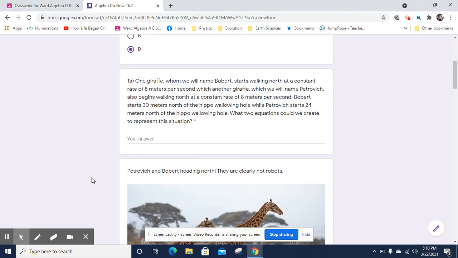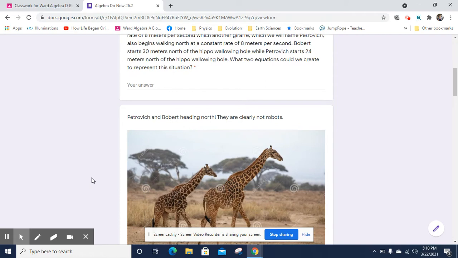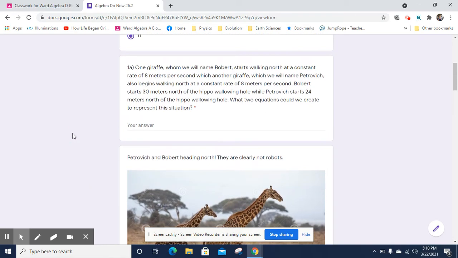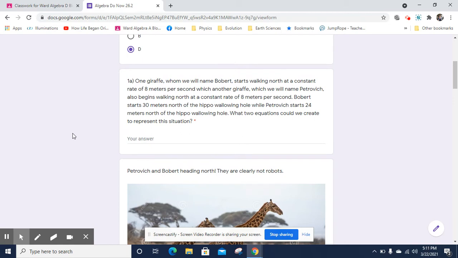And here we have a race between these two giraffes. This one is Bobbert, and this is Petrovich. Petrovich is a little shorter. But Bobbert starts walking north at a constant rate of 8 meters per second, after which another giraffe, which we will name Petrovich, also starts walking north at a constant rate of 8 meters per second.